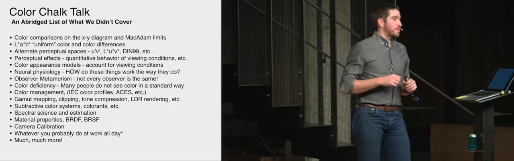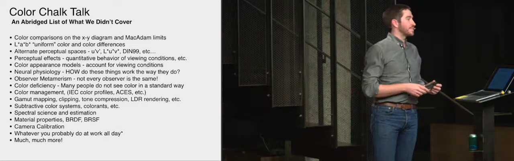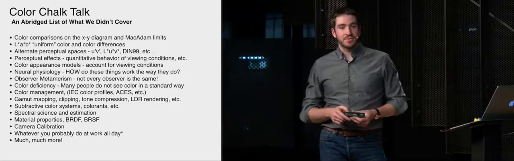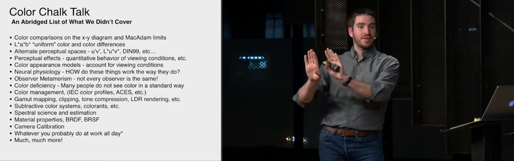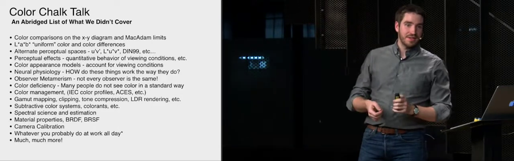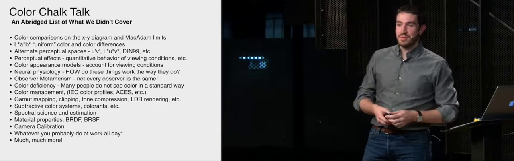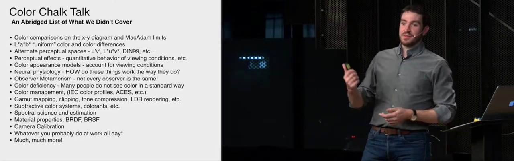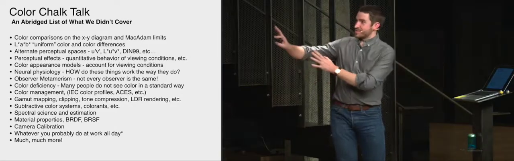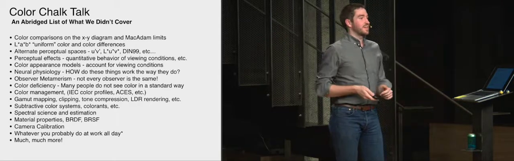You were asking earlier about something we call observer metamerism, which is the fact that the same stimulus can look different to two different observers. In fact, I can have two stimuli that to one observer look identical and to a different observer look different. And this is a horrible thing in the world of color. We didn't talk about color deficiency, this list goes on and on. And all of this is fascinating and interesting, and I'm just not going to talk about it today.